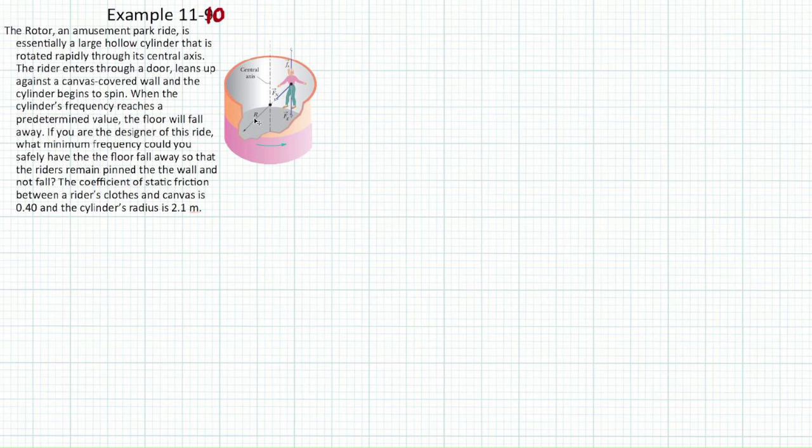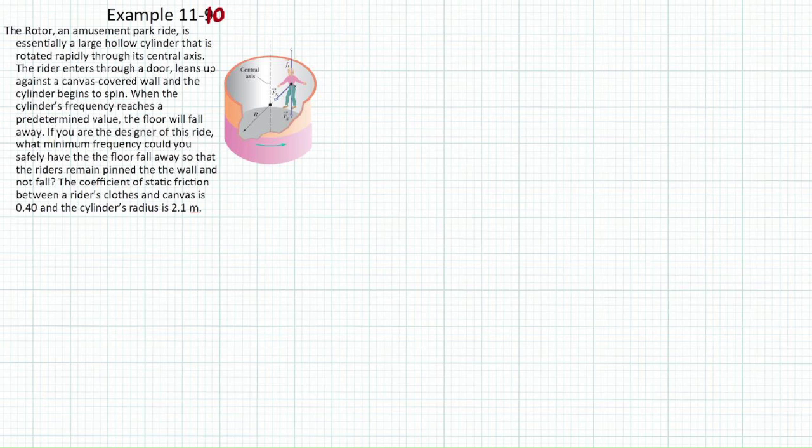We have a spinning cylinder, and you get inside of it, and you feel forced against the outside wall. So much so that because of friction, you stick to it, and the floor actually drops down to prove that you're sticking to the wall, and that the floor isn't holding you up anymore. You're sticking to the wall simply because of friction. So that's what's happening right here.